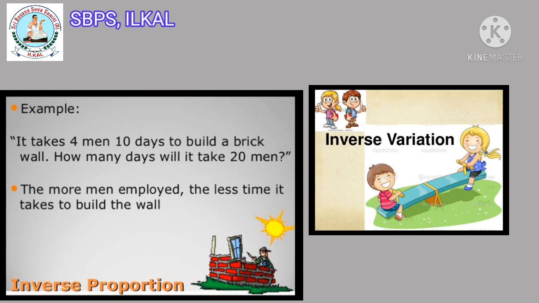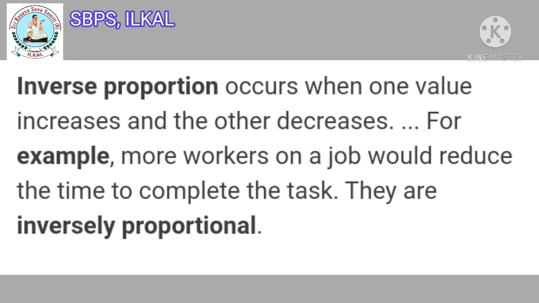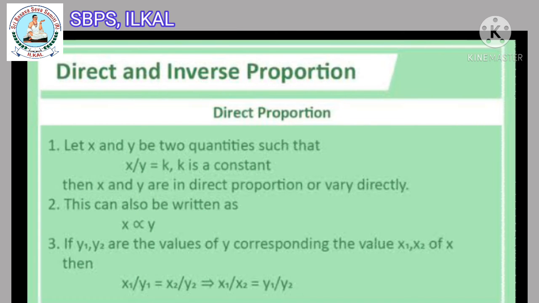Another example, it takes 4 men 10 days to build a brick wall. How many days will it take 20 men? That is, the more men employed, the less time it takes to build the wall. That is, inverse proportion occurs when one value increases and the other decreases. For example, more workers on a job would reduce the time to complete the task. They are inversely proportional.